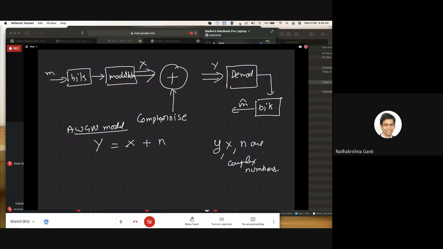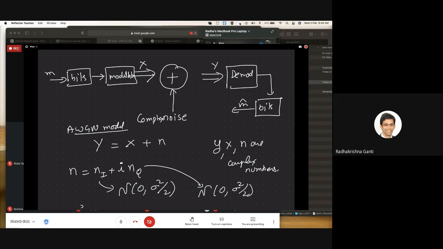N is modeled as a Gaussian noise. What that means is N has two components: N = Ni + jNQ, a complex number. Ni is Gaussian distributed with mean 0 and variance sigma square by 2. NQ is also Gaussian noise, distributed with 0 mean and variance sigma square by 2. And sigma square is nothing but kT delta F, in dBm or dB or whatever you want.